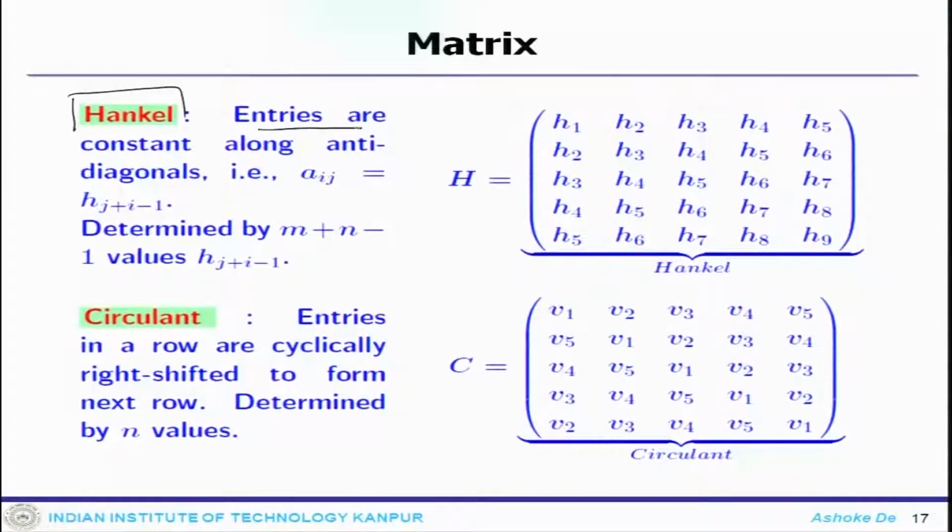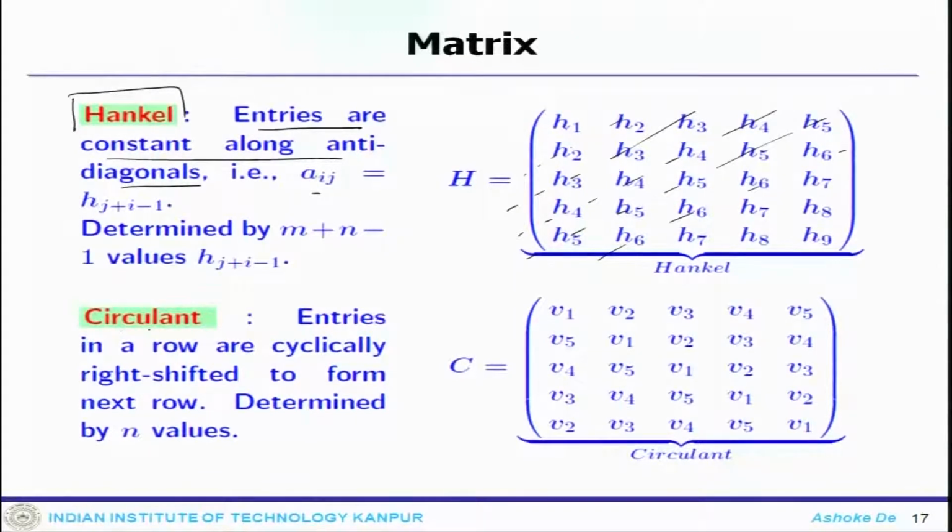When the entries are constant along anti-diagonals, that means A_ij equals h_(i+j) or h_(i+j-1). That means all the entries are going to be constant along anti-diagonal terms. So, anti-diagonal terms means these are the components sitting in the diagonal. These are going to be the anti-diagonal terms, and you can see that they are going to be constant.